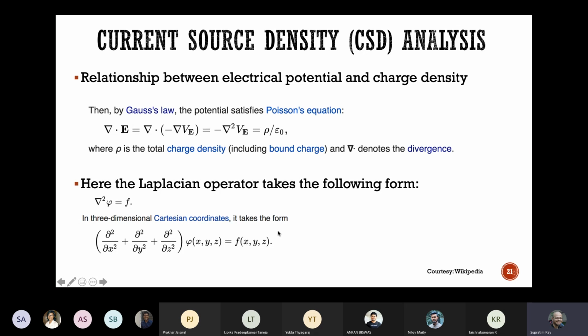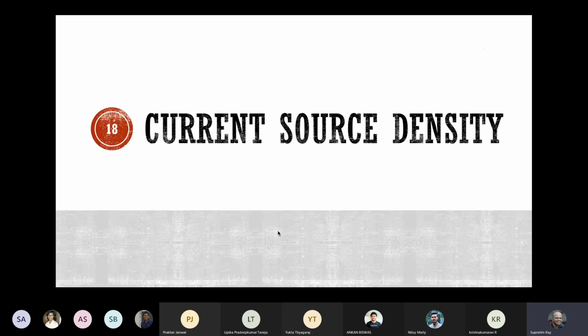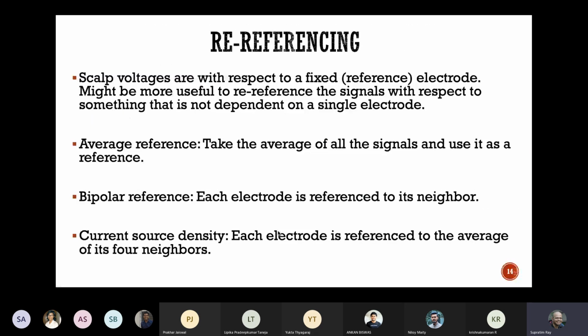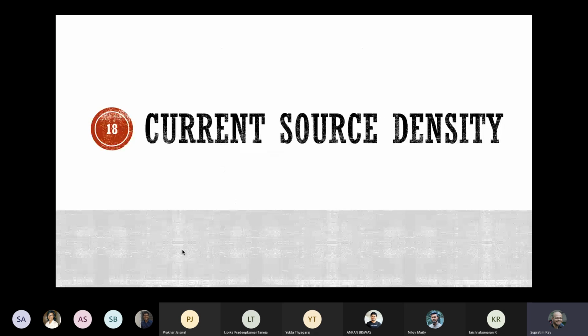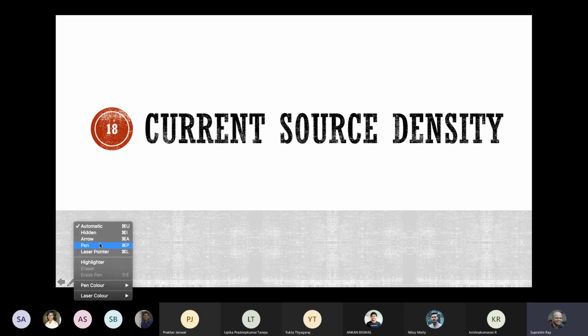So if I give you a voltage distribution, let's see how this comes about. And this will also give a good answer to the way we defined the CSD earlier. Remember when we were talking about the CSD here, I told you that we need to just subtract the four neighbors. So let's see how this is. This is a very crude way of doing things. There are more advanced ways, but we won't talk about those.